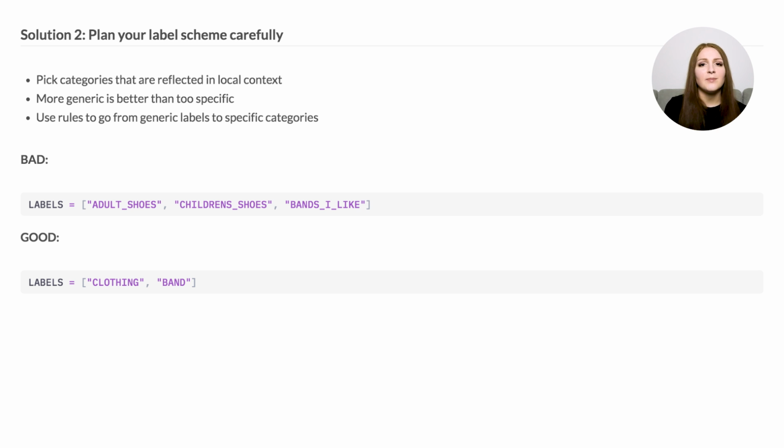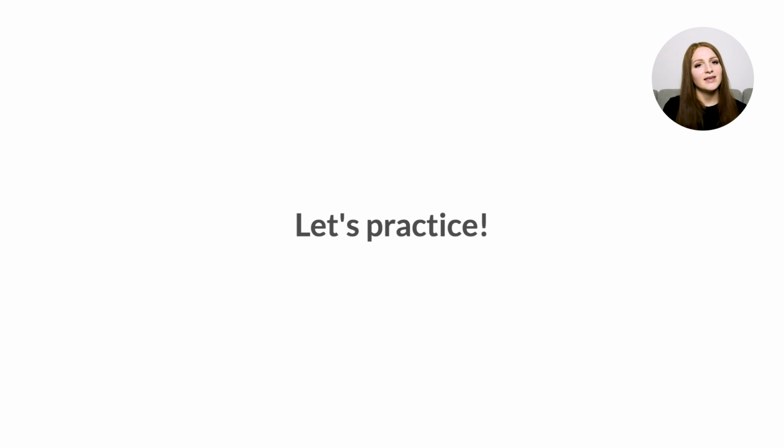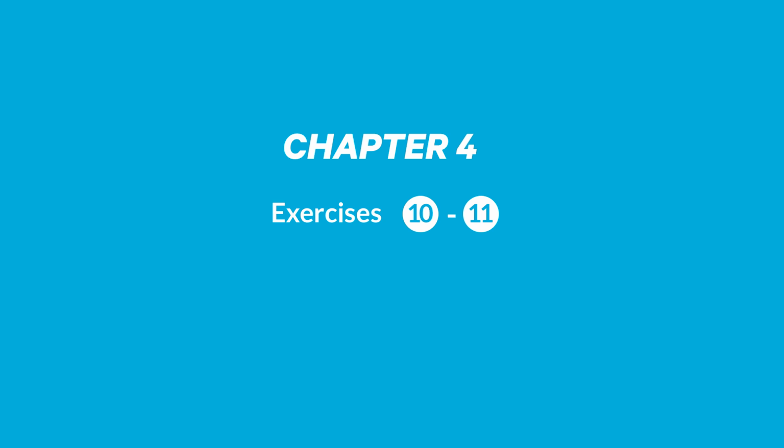However, just predicting the label clothing may work better. Before you start training and updating models, it's worth taking a step back and planning your label scheme. Try to pick categories that are reflected in a local context and make them more generic if possible. You can always add a rule-based system later to go from generic to specific. Generic categories like clothing or band are both easier to label and easier to learn. Let's look at some of these problems in context and fix them.